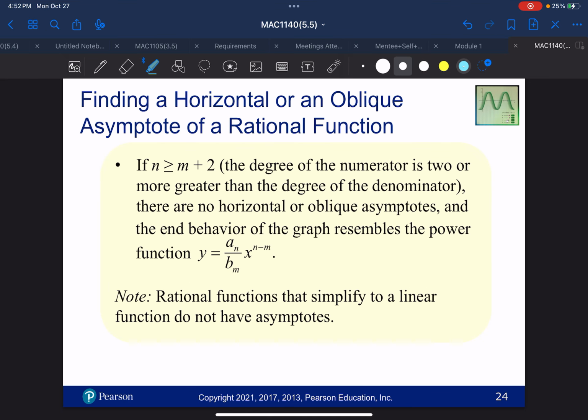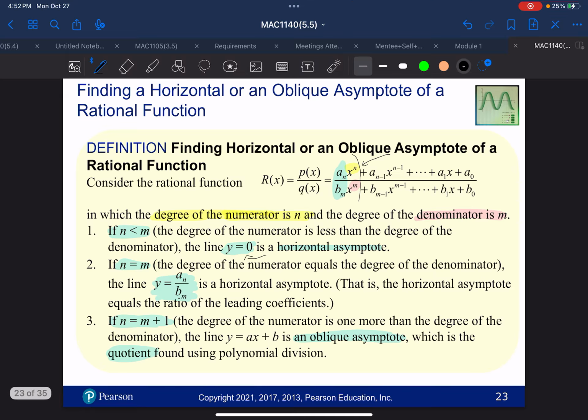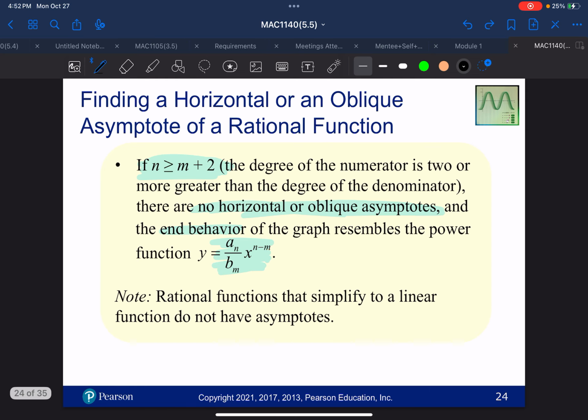If the top degree is bigger than the bottom by 2 or more, then we will have no horizontal or oblique asymptote. And then we can make the conclusion that the end behavior of the graph will resemble the power function, which would be the ratio of the leading terms. If we go back here, it would just be this part right here that they're talking about.